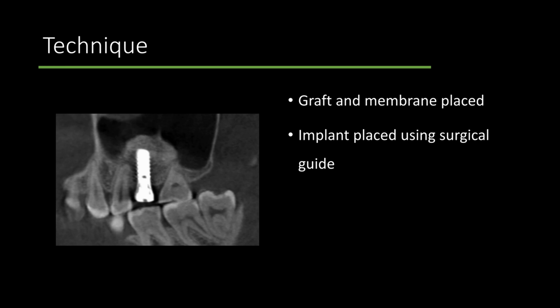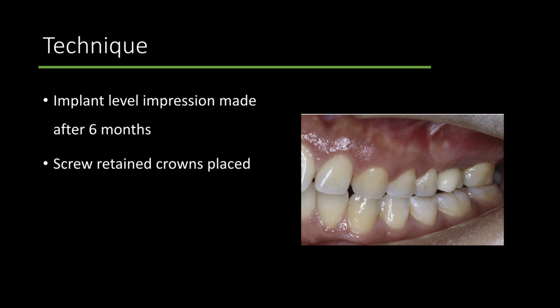Deproteinized bovine bone mineral is placed into the sinus cavity on both sides of the septa, and the lateral windows are covered with a resorbable collagen membrane. An implant is guided by using the surgical guide. An implant-level impression is made 6 months after implant placement. A screw-retained crown is fabricated and placed.